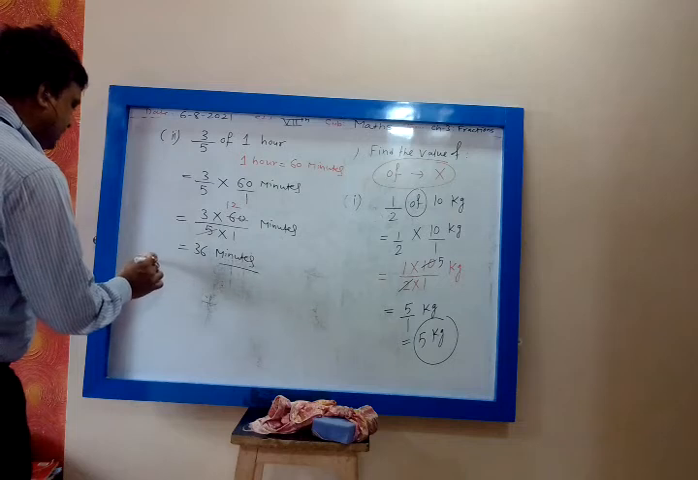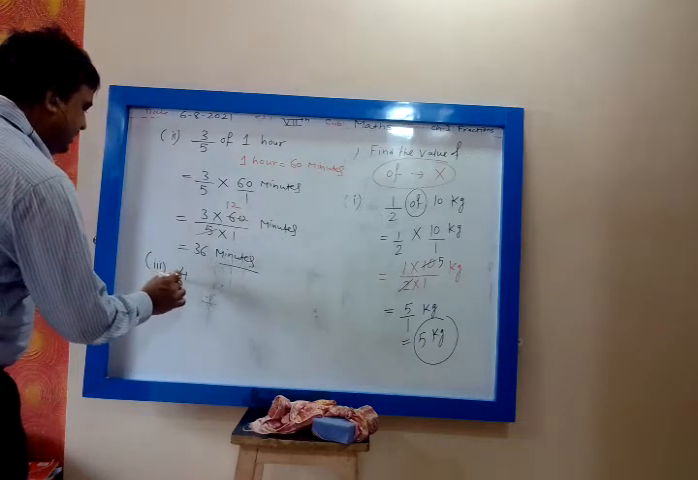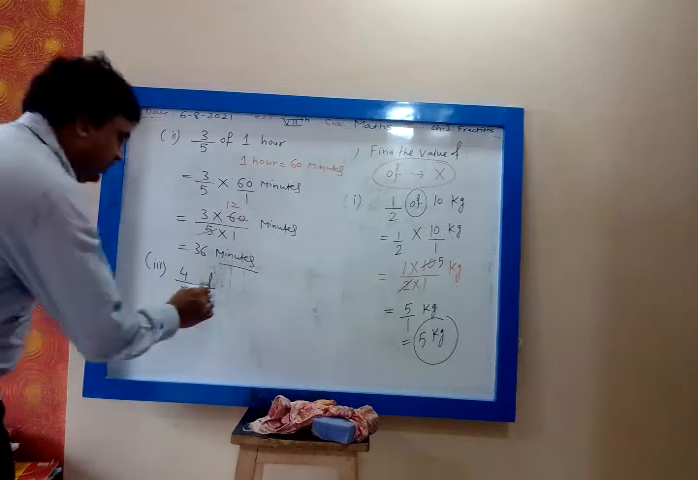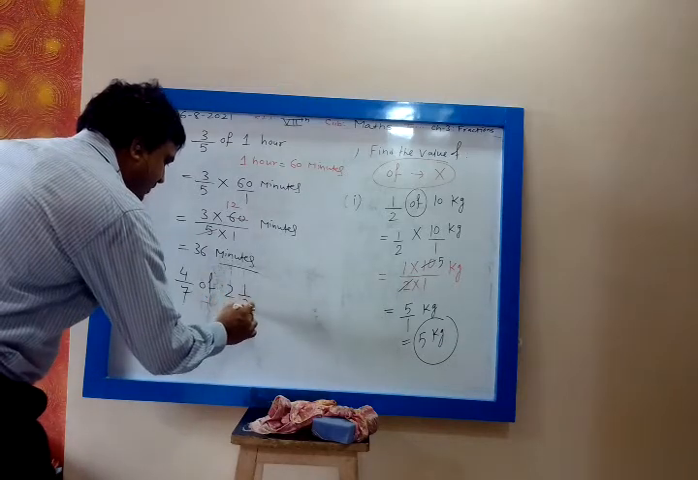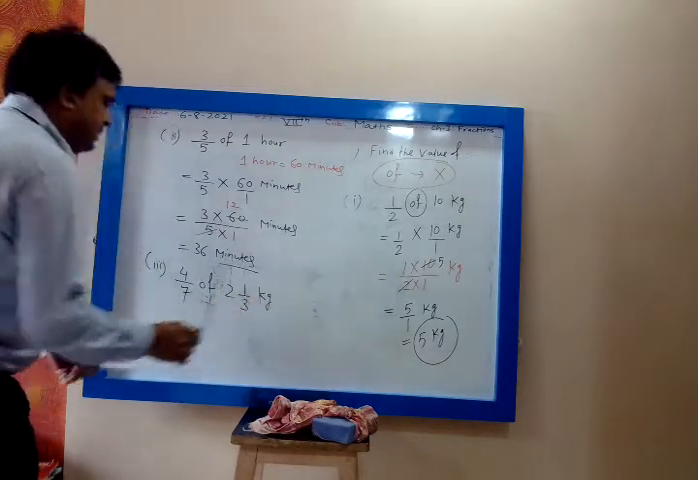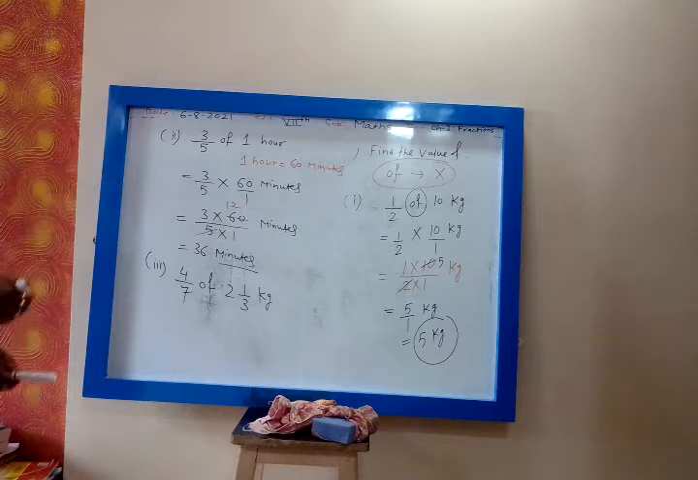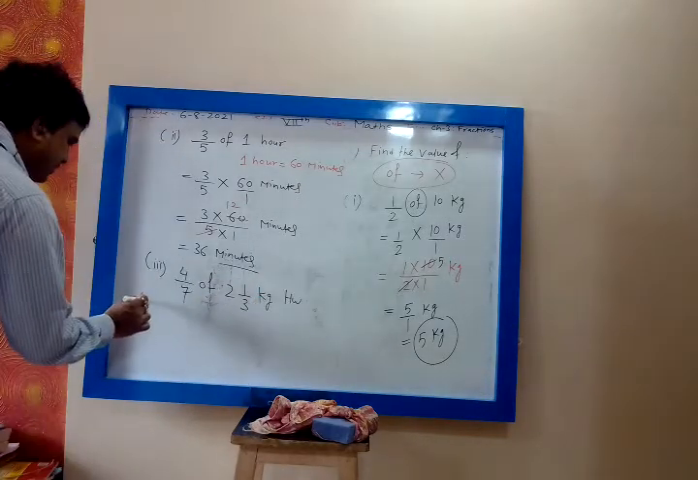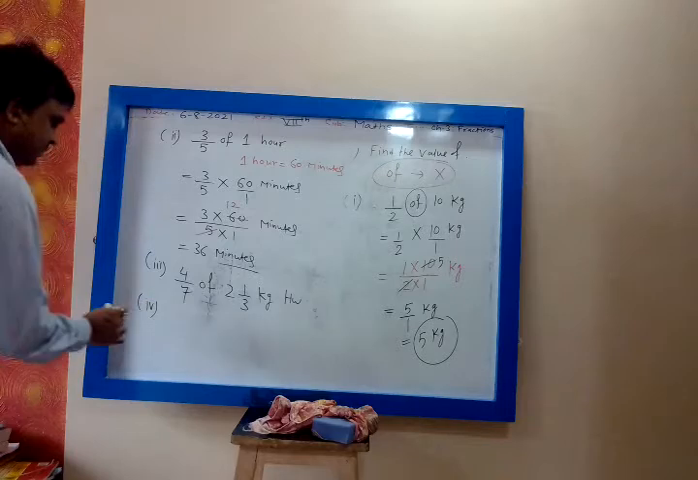Then the third question, 4 by 7 of 2 and 1 by 3 kg. First you will convert 2 and 1 by 3 kg. That will be 7 by 3 kg. So the third one is homework.